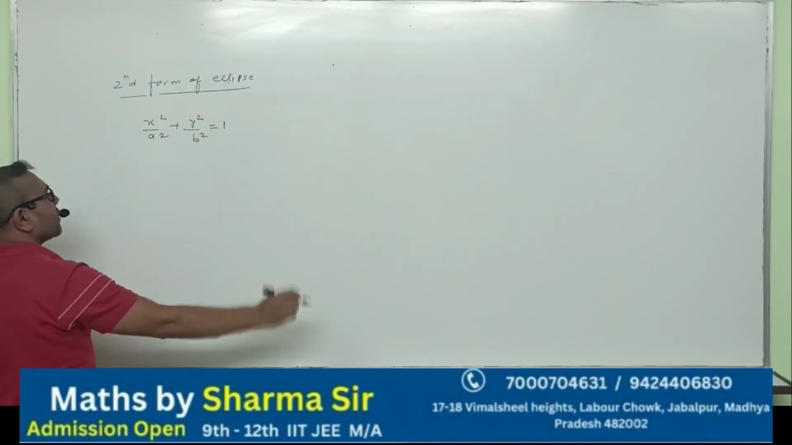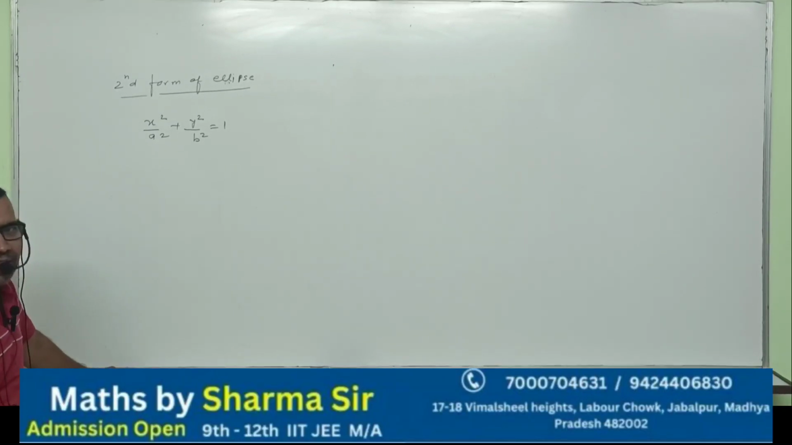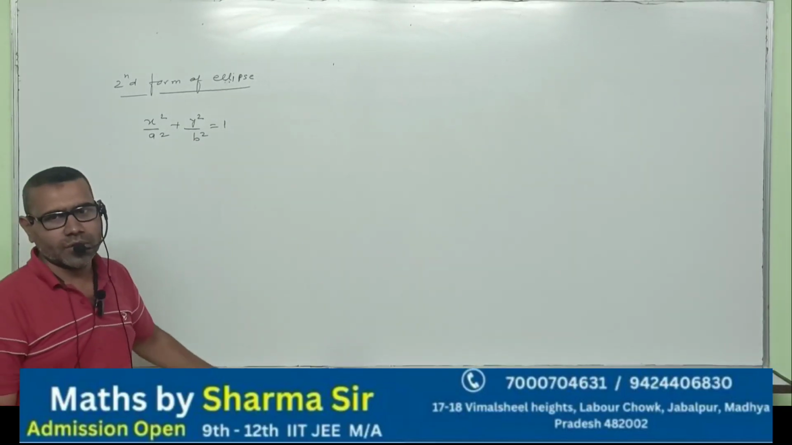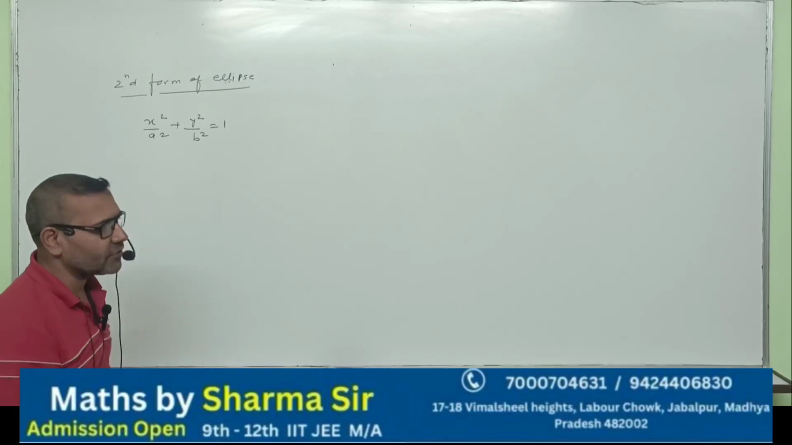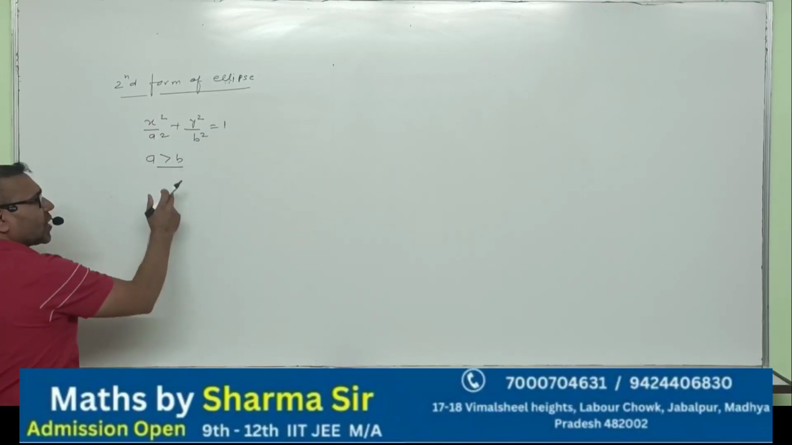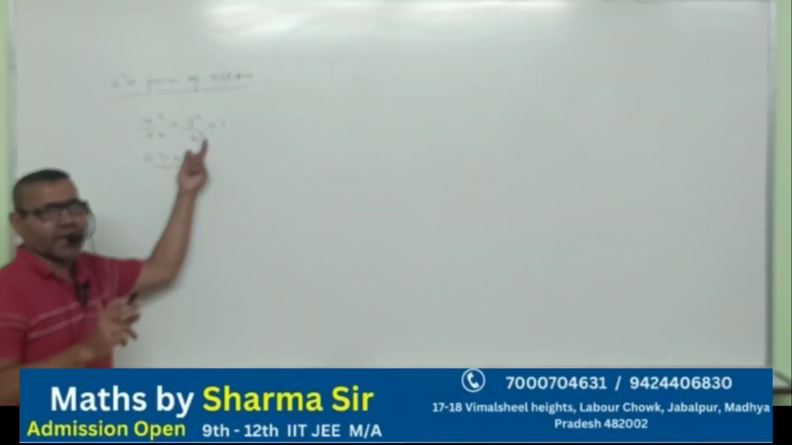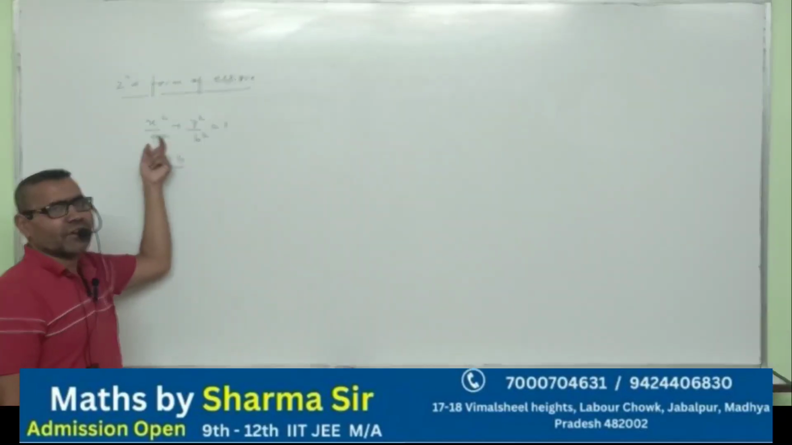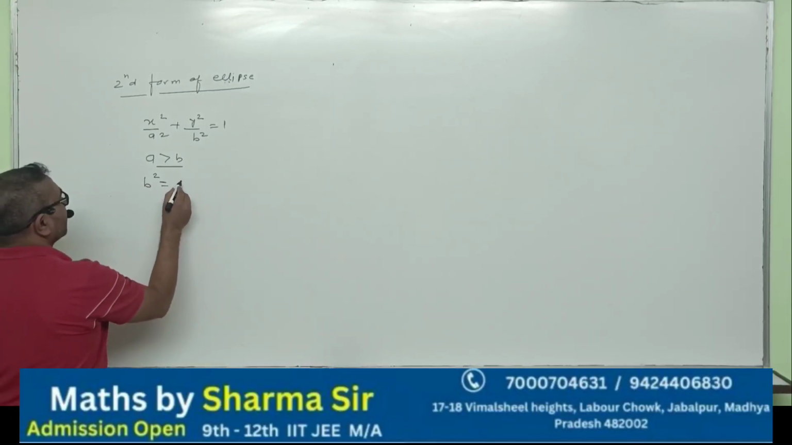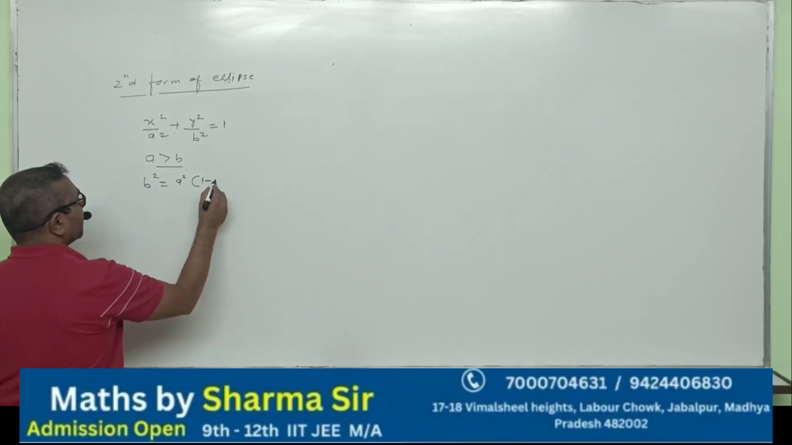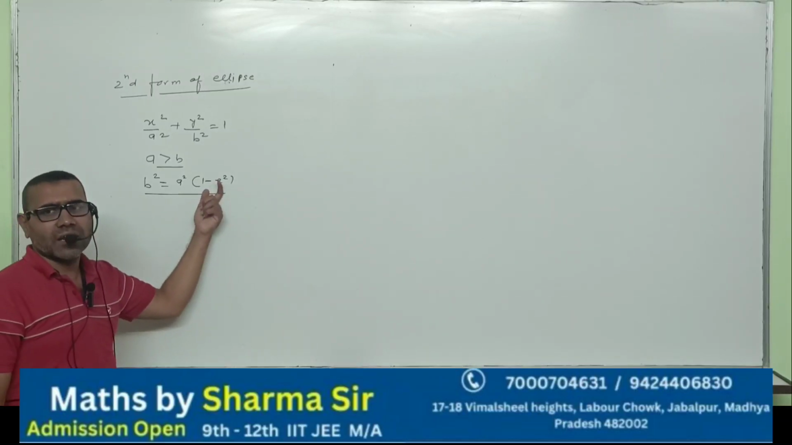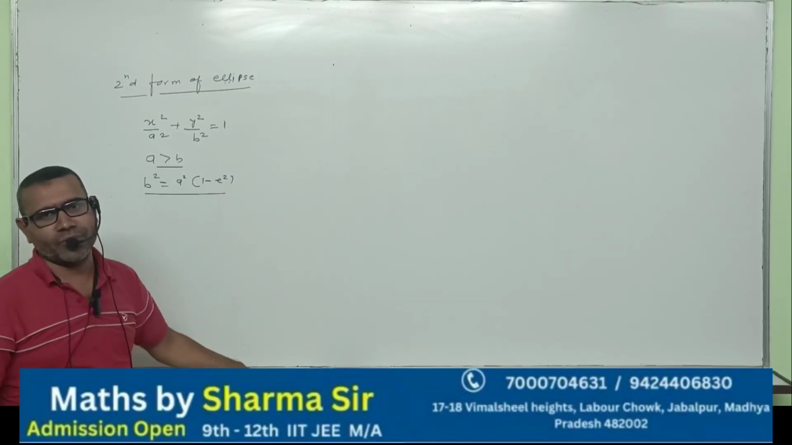Let me refresh your memory about the first kind of ellipse. The equation was x square upon a square plus y square upon b square is equal to 1, with a greater than b. The denominator under x should be greater than the denominator under y, meaning A should be greater than B, with the most vital relation B square is equal to A square times 1 minus E square, where E represents the eccentricity of the ellipse.